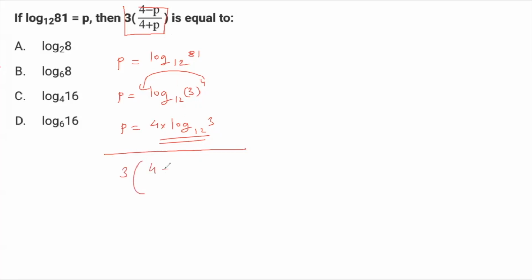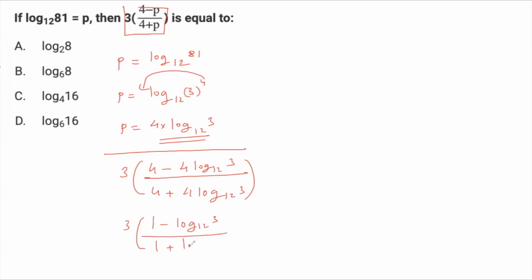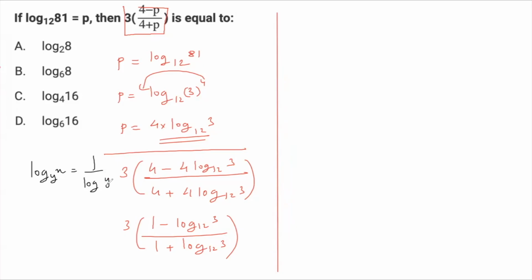Thrice of 4 minus P is 4 times log 3 to the base 12 upon 4 plus P will be 4 plus 4 times log of 3 to the base 12. So 4 will get cancelled out everywhere. I will get thrice of 1 minus log 3 to the base 12 upon 1 plus log of 3 to the base 12, right? And now guys, we'll use the property that log of x to the base y is always 1 upon log of y to the base x.